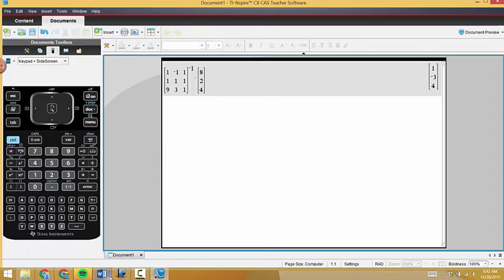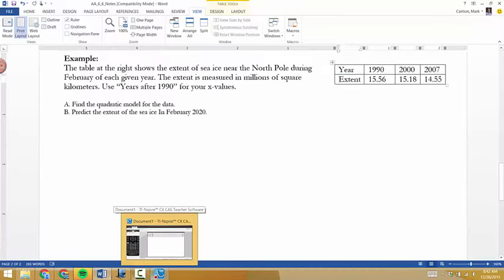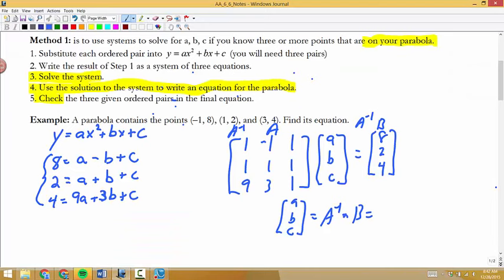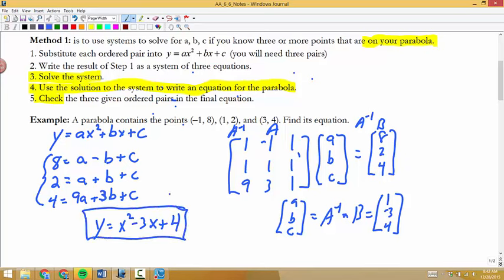So let's come back over here now. 1, negative 3, 4. So this would be 1, negative 3, 4. And what that tells me is that a is 1, b is negative 3, and c is 4. So I can come to step 4 now, and I can say y equals, instead of a, I'm going to put in 1. So it's x squared minus 3x plus 4. And this would be the model for our data.